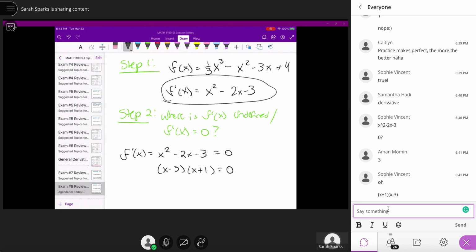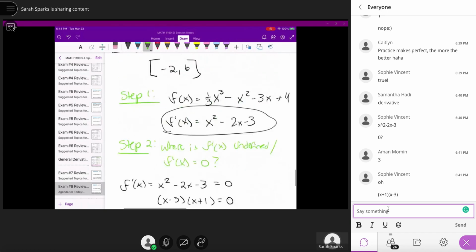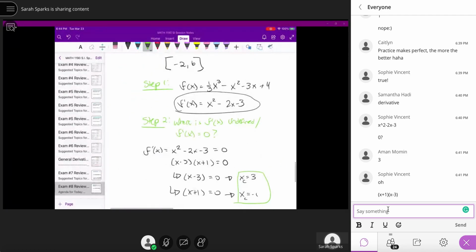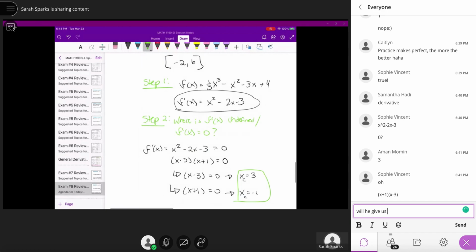And whenever we have two things being multiplied that equal 0, we can set both of these things individually equal to 0. So that means x minus 3 equals 0 and x plus 1 equals 0. So we get x is equal to 3, and x is equal to negative 1. These are going to be the critical points of that function, and that's our final answer for 8.1. So not too bad, right? I hope so, at least. Any questions on this one?